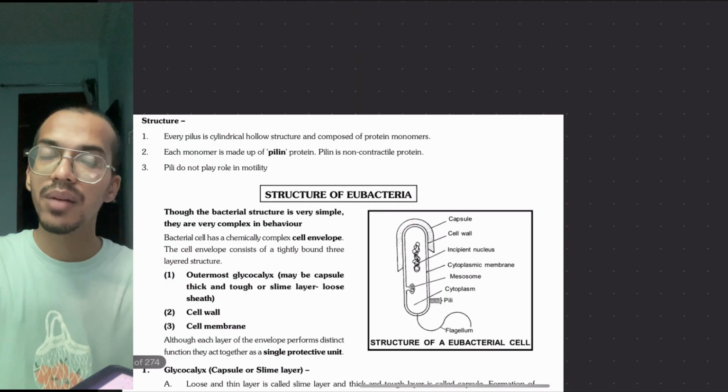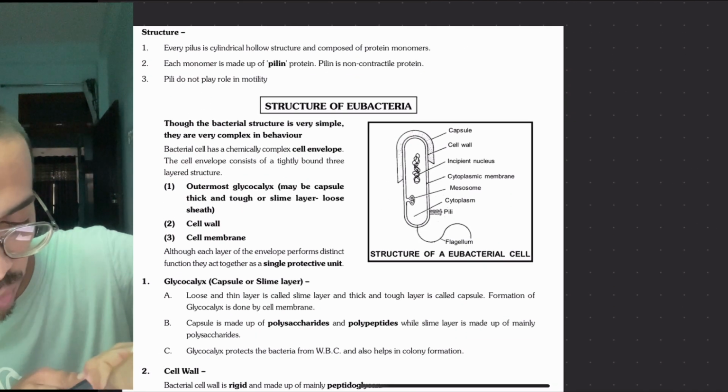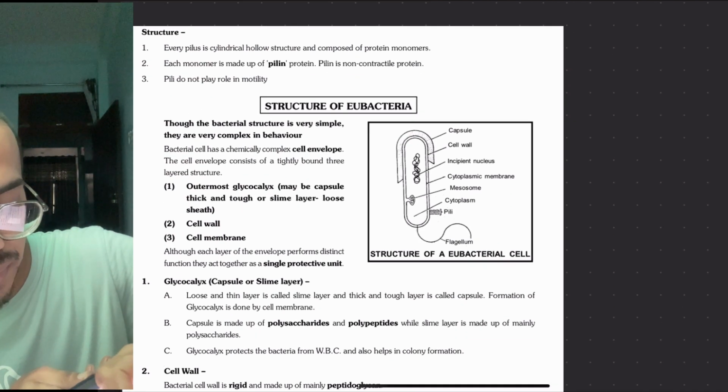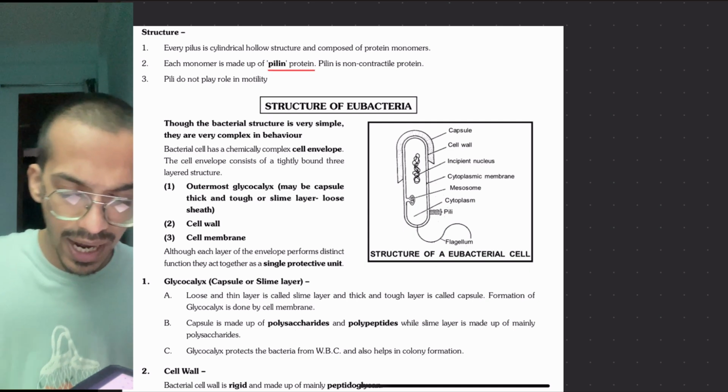Then they are made up of what? They are made up of pilin proteins. Flagellin protein is made up of what? Filament. These are made up of pilin proteins.